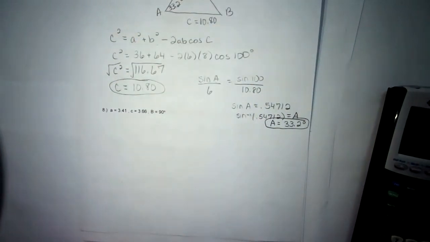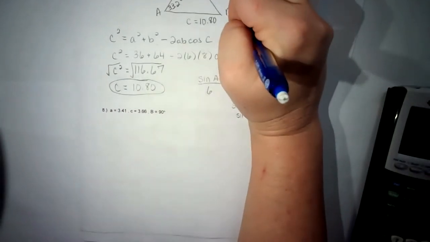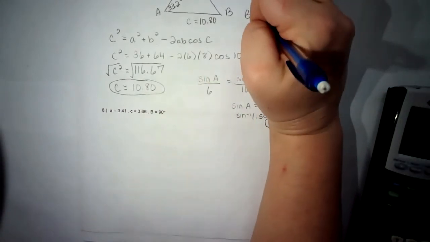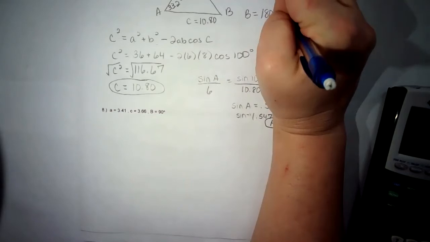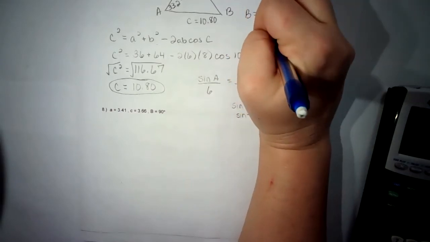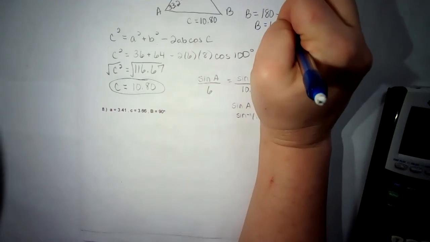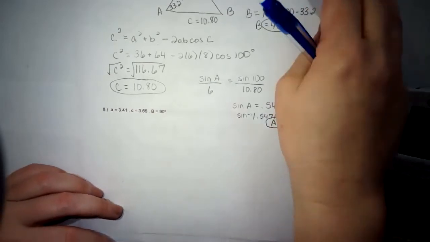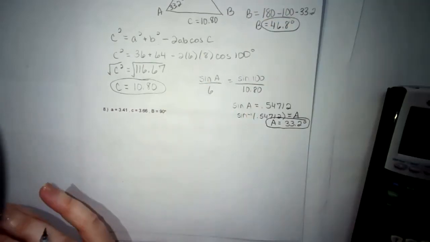There we go. All right, now I still have to find angle B. What's the easiest way to find angle B? Yeah, let's do 180 minus 100 minus 33.2. Angle B is going to be 46.8 degrees. Good. And then you have it all. Okay, sound pretty good? So yeah, you had to use law of cosines on that guy.